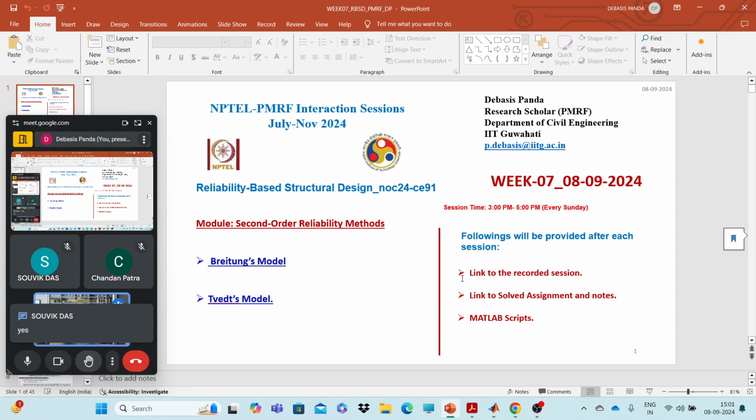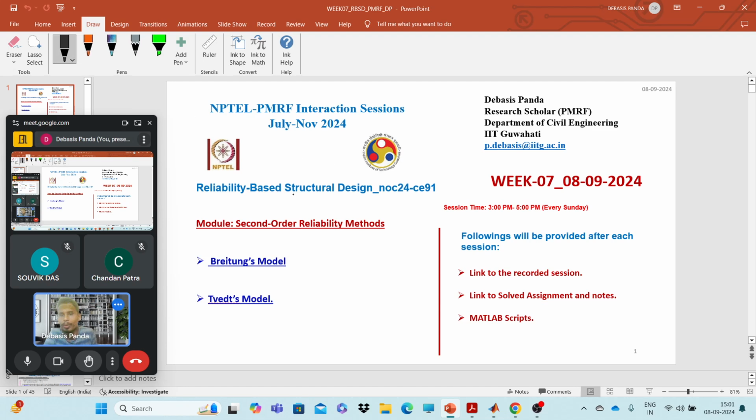Okay. So today is the seventh interaction session on reliability-based structural design. This course is instructed by Professor Onassis Chakraborty, IIT Guwahati. My name is Devashish Panda. I'm a research scholar and Prime Minister Research Fellow at IIT Guwahati, and I have been allotted to this course as PMRFTL. Every Sunday from 3 to 5 p.m. we meet for the interaction session and discuss the current week topic. We solve different numerical problems using pen and paper and also using MATLAB.